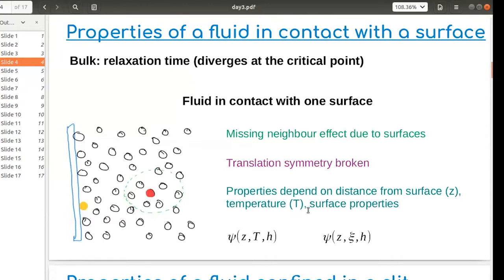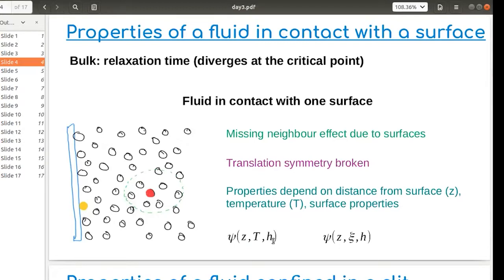Okay, so that's what is depicted here in this mathematical expression. Now let's consider the order parameter. Let's say that the order parameter is denoted by the symbol psi. So what are the different variables that it is going to depend on? It's going to depend on the perpendicular distance from the surface, which is z. It's going to depend on temperature, and it's going to depend on the surface strength, which I denote by h.